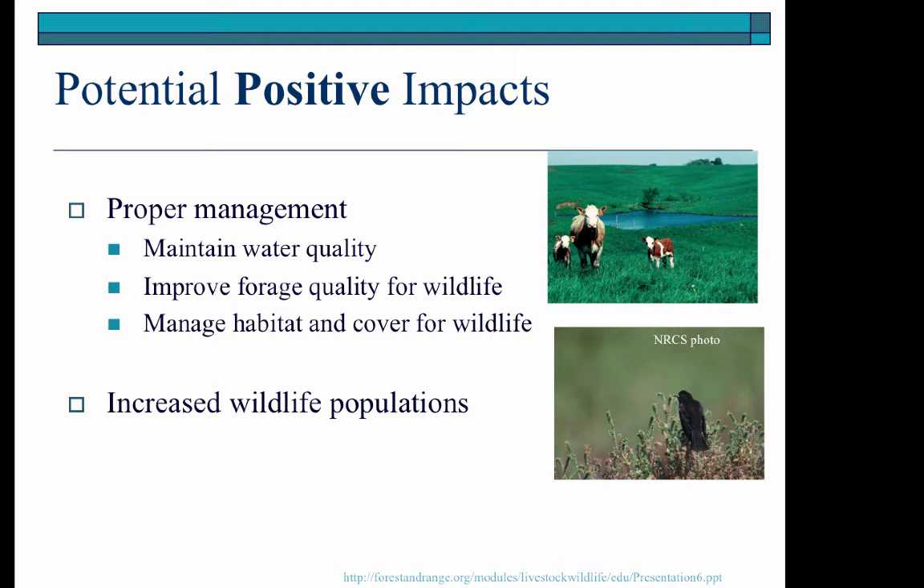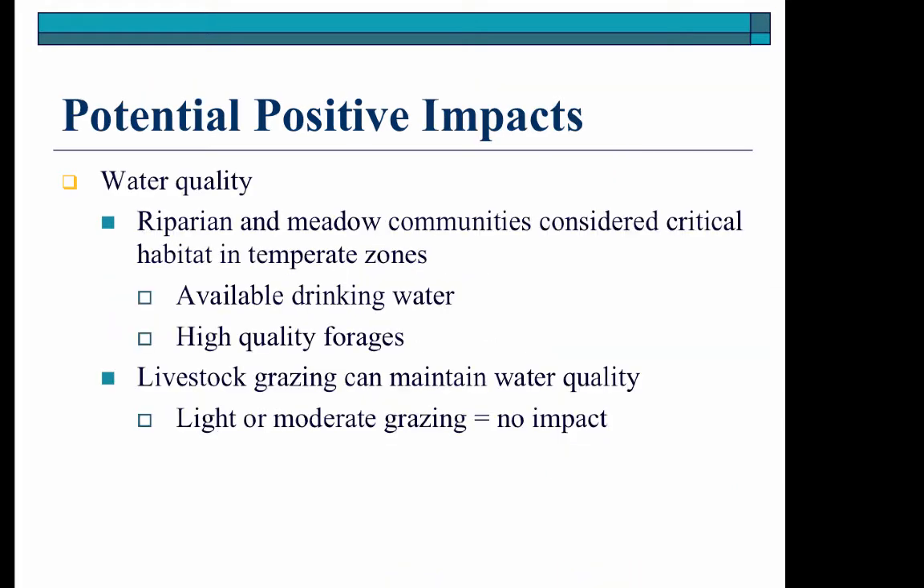So, other positive impacts could be the relationship between improving forage on rangeland for wildlife and domestic grazers. Even though a rancher is trying to improve forage by managing for a reduced stocking rate, that is going to give his cattle greater quality forage. That's also going to create greater quality forage for wildlife species as well. And then maintaining habitat and cover for wildlife species can actually be done by using domestic grazers too. So all of these things can help increase wildlife populations.